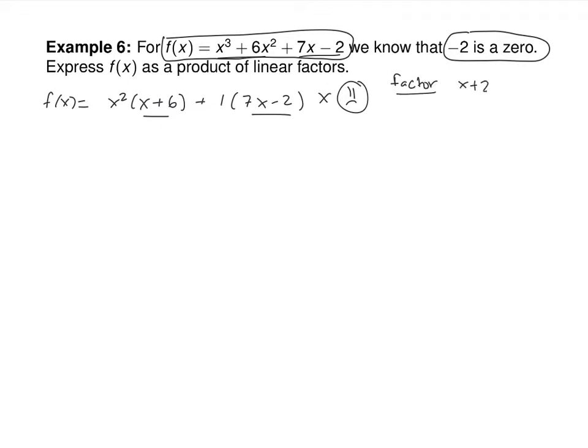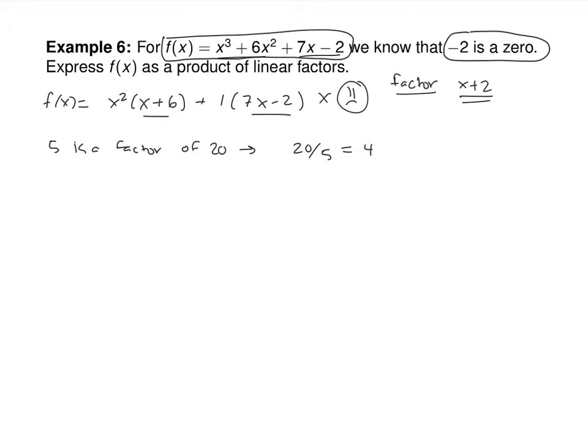X plus 2. Okay. Now think about numbers. If I say that 5 is a factor of 20, when I do 20 divided by 5, I get an even number and no remainder. Does that make sense? So we're going to actually use that idea with division to factor this down.